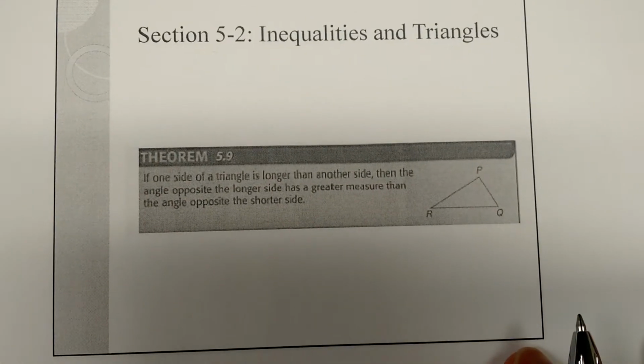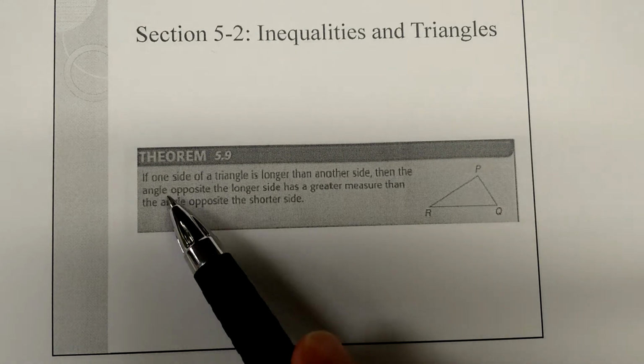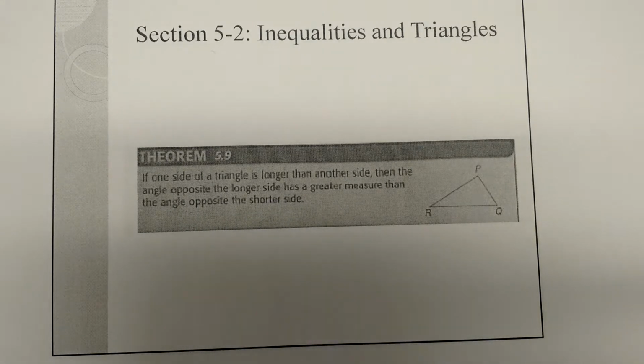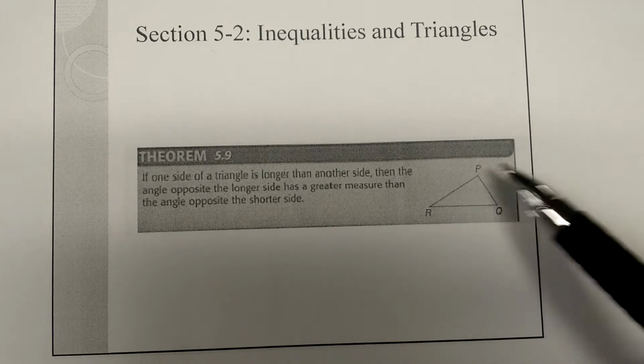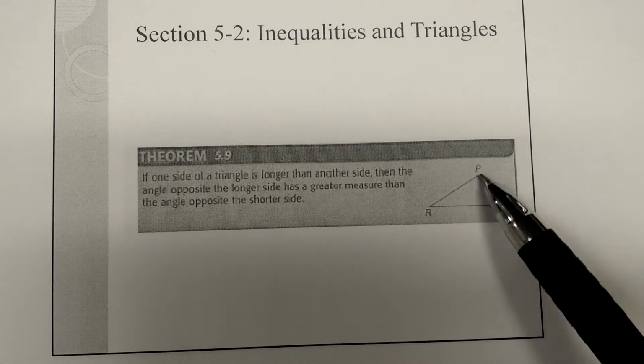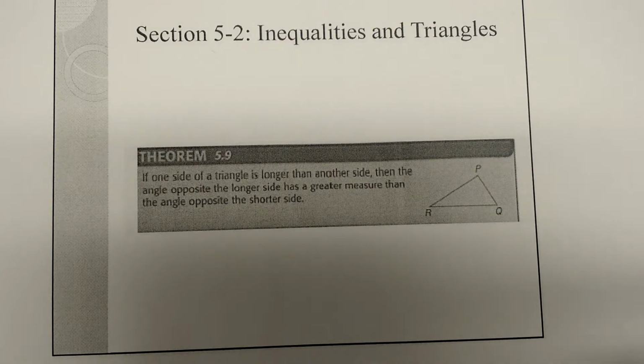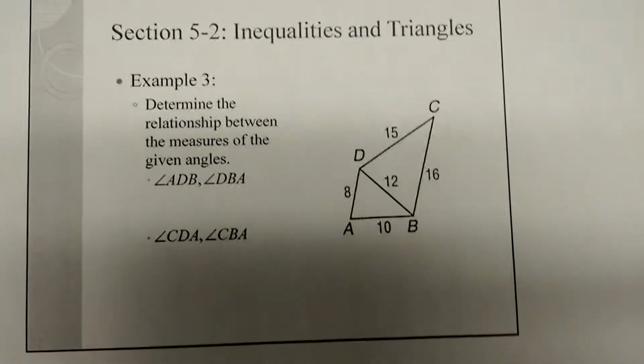Alright, here you have theorem 5.9, which just says if one side of a triangle is longer than the other side, then the angle opposite the longer side has the greater measure than the angle opposite the shorter side. So if you know the lengths of the sides, on this triangle, for example, if RQ is the longest side, angle P is the largest angle.